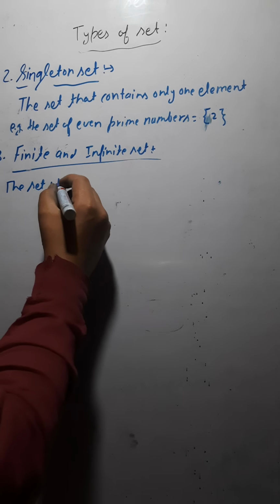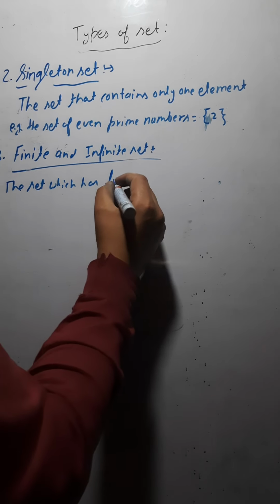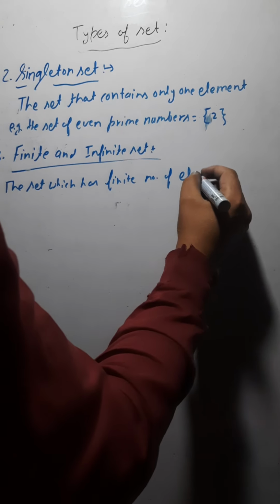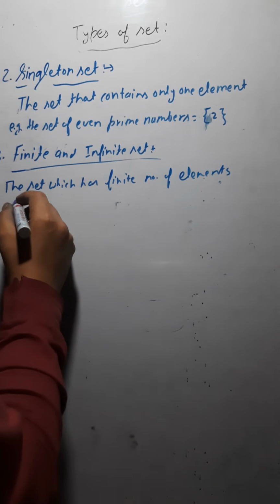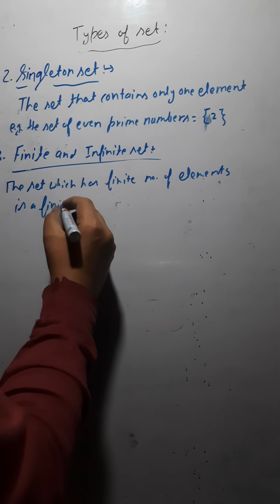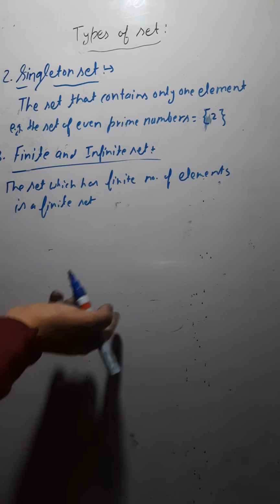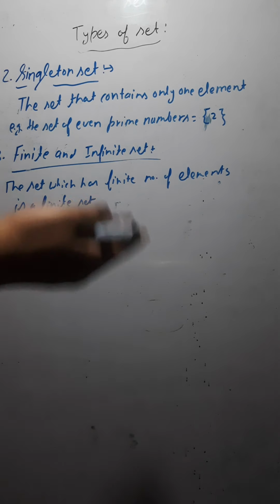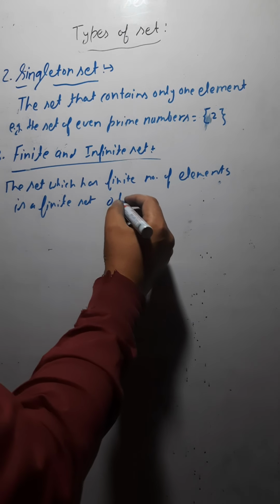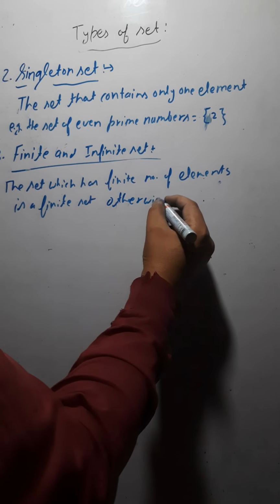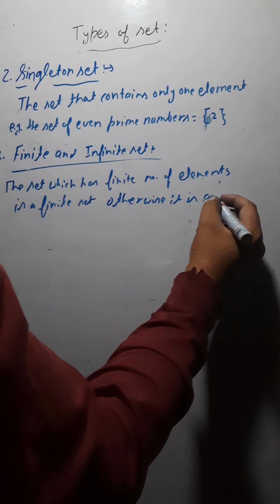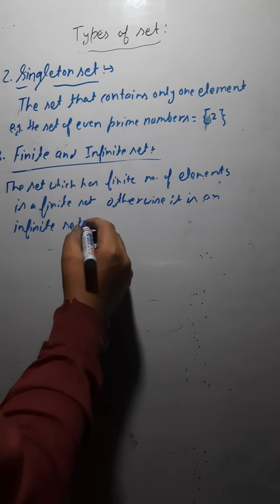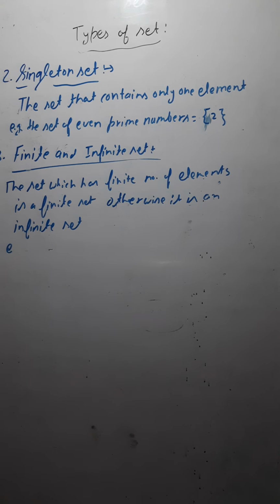The set which has a finite number of elements is a finite set. Otherwise it's an infinite set, which is not having a finite number of elements. Otherwise it is an infinite set. Can you tell me an example of a finite and infinite set?